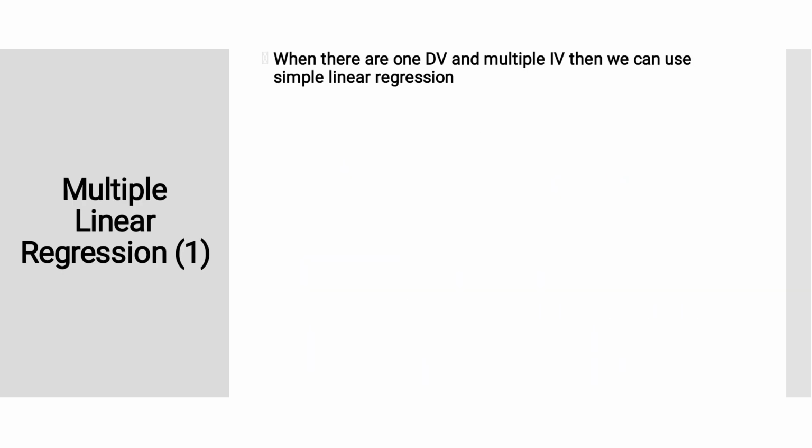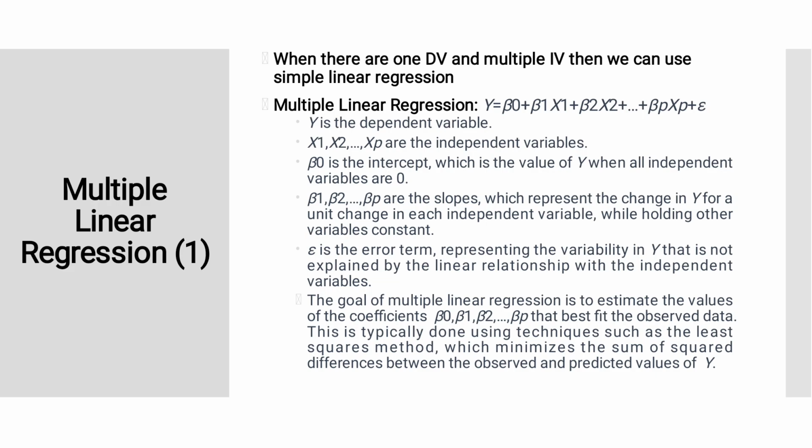Then multiple linear regression. Here, there is one dependent variable and there are many independent variables. In multiple regression, you can see the same y is equal to b0 plus b1 x1 plus b2 x2 plus up to bp xp plus e, error. Y is the dependent variable. Again, x1, x2 and xp are the independent variables. b0 is the intercept, means where all the x values are 0, then some sort of y exists.